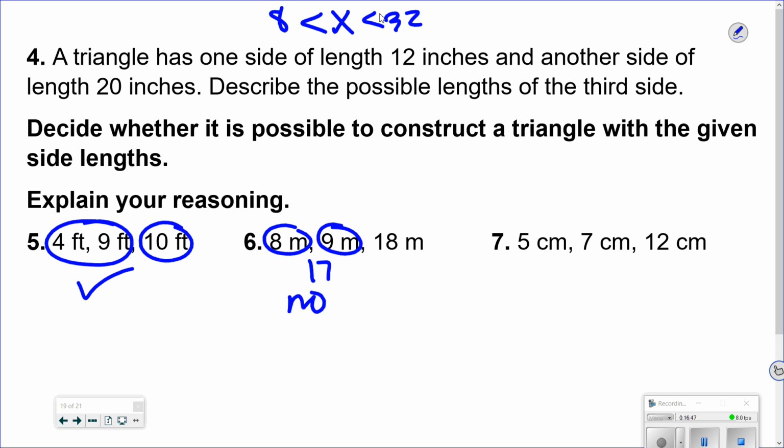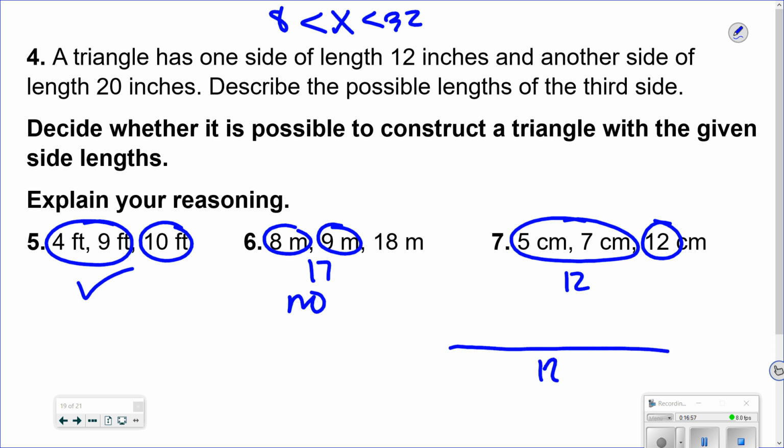Okay, on number 7, you pick the two shorter sides, 5 and 7. You add them together, that comes out to be 12. That's equal to 12. That still doesn't work because if I have 12 and I lay down a piece of 5 and 7, if I lay them flush or flat with that, they would reach and meet, but that wouldn't form a triangle. They have to be longer than 12. So all you do, really simple, is you add the two shorter sides, and it has to be longer than the third side.